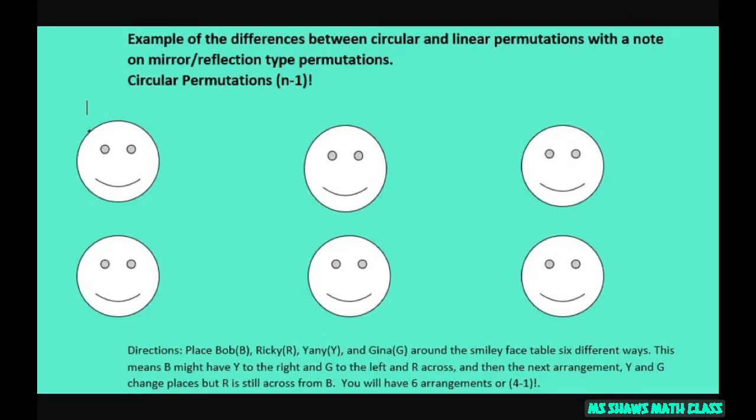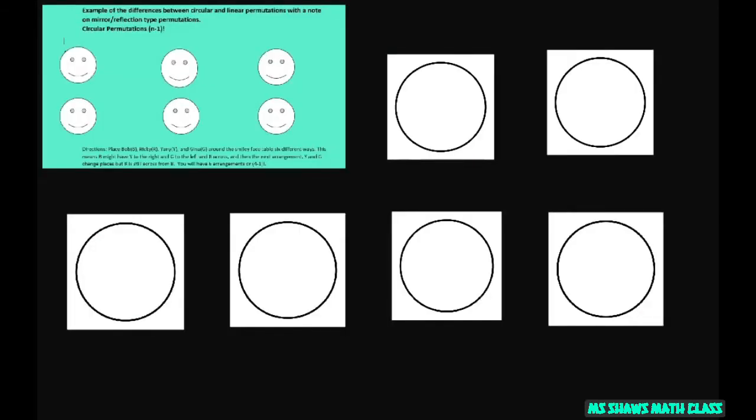Everyone, this is an example of the differences between circular and linear permutations. We're going to place 4 people around a table in 6 different ways, and then we're also going to do it linear. So let's just look, first of all, at what you can't do.